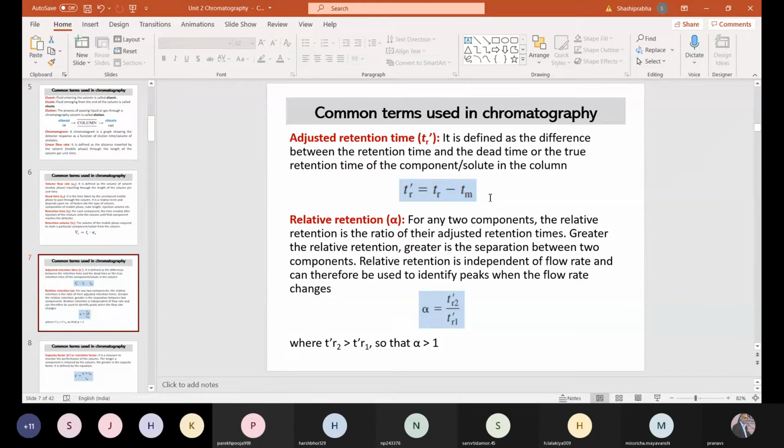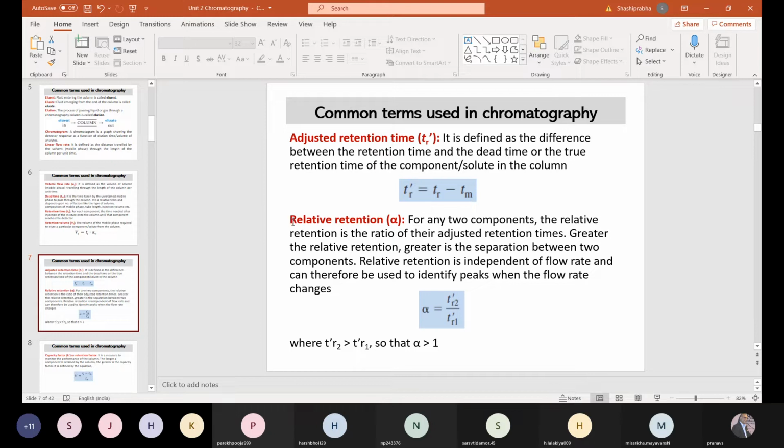So now you can see how retention time is related to the dead time, without which we cannot work with TR dash. For any chromatographic analysis one should have the idea about TM, which needs to be found out for a particular experiment, because it changes with so many things: the type of column, flow rate, length of the column, injection volume, etc. So this needs to be defined to calculate TR dash, which is the true or adjusted retention time.